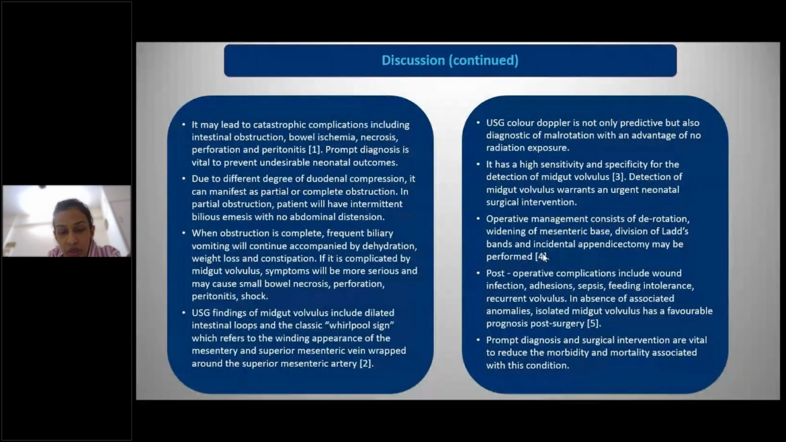peritonitis, and shock. USG findings of midgut volvulus include dilated intestinal loops and the classic whirlpool sign, which refers to the winding appearance of the mesentery and superior mesenteric vein wrapped around the superior mesenteric artery, as already displayed to you in figure 2. USG Doppler is not only predictive, but also diagnostic of malrotation, with the advantage of no radiation exposure.